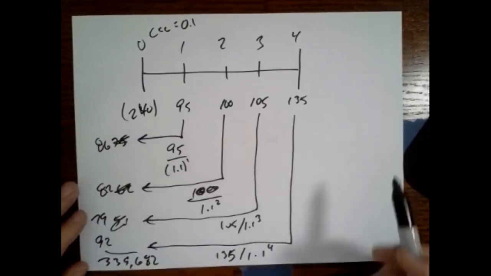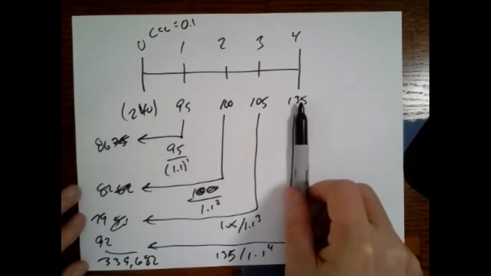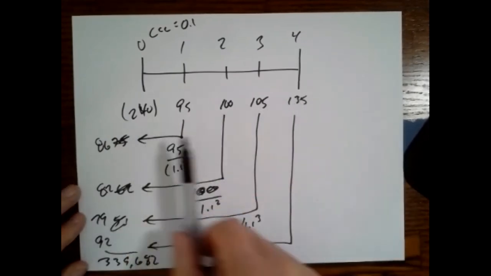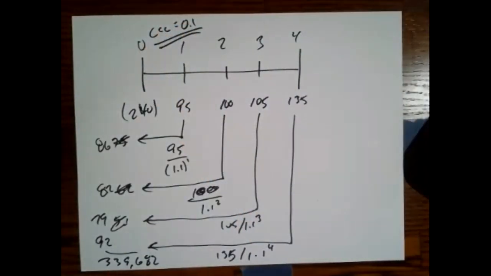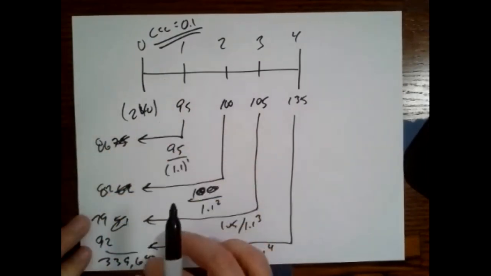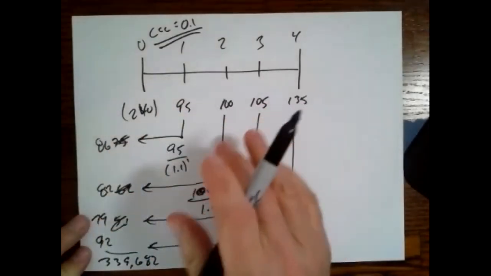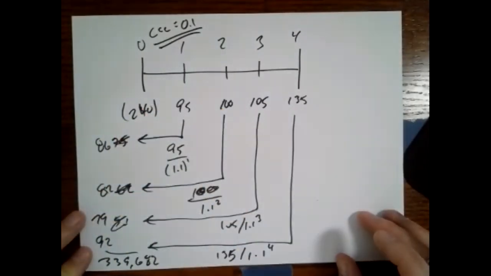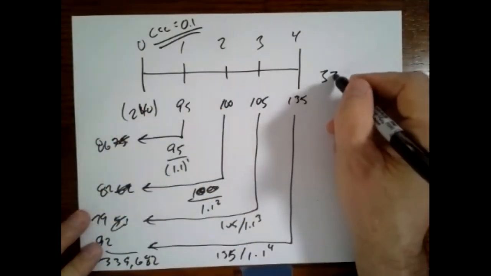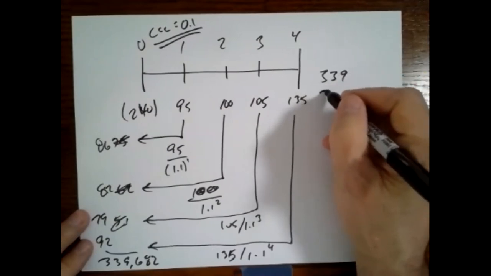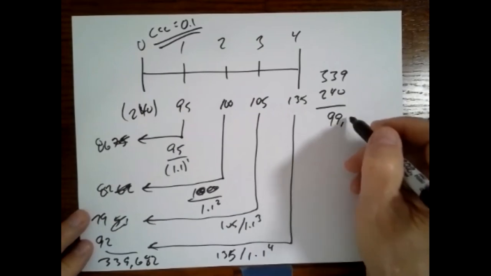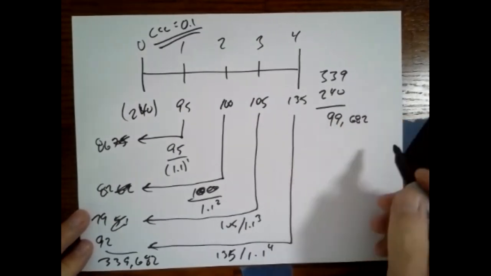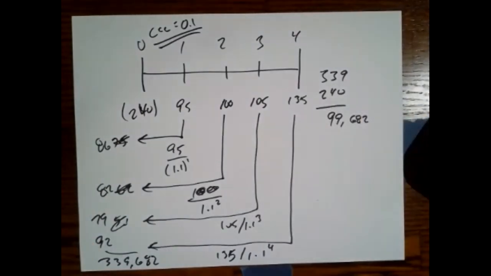682, right? So what we did was we transported these future cash flows to the present and we used the cost of capital of 10% as the discount rate. And then we compared the present value of these future cash flows to the outflow at time 0. So we get 339-ish minus 240 gives us roughly, the more precise answer, 99,682 is what we came up with. And I realize that's a rounding.